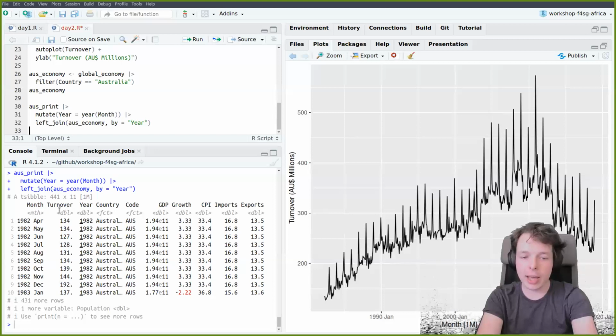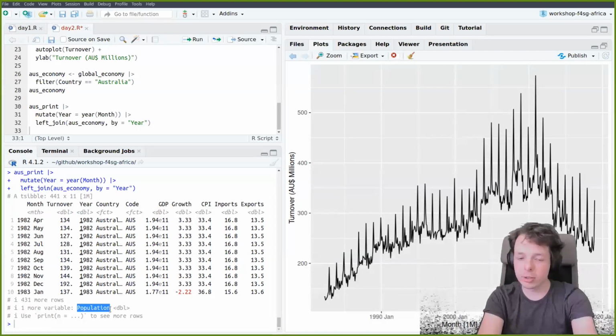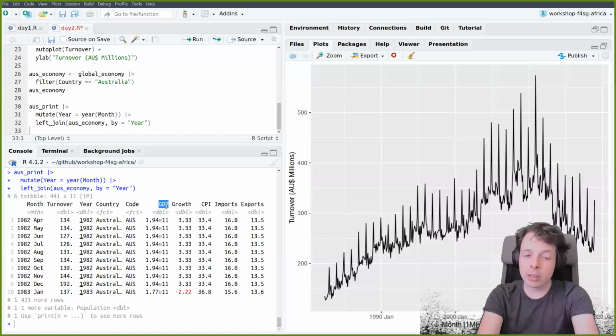And what we now have is our original Ozprint dataset with time and turnover, but we've now added in extra information from the economy. So we have the CPI, we have the population. It's not shown in the table output, but we have population as well. We have GDP, and this opens up a lot more possibilities for modeling turnover, forecasting turnover, and also just looking at it and making some observations.